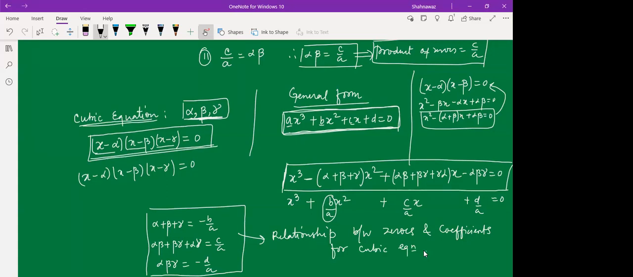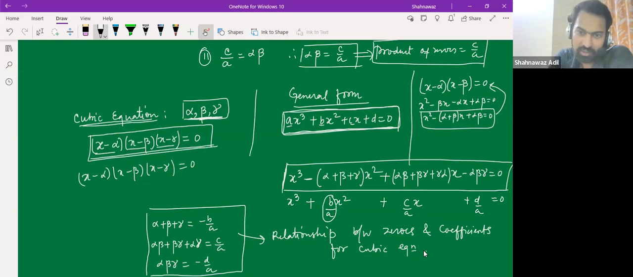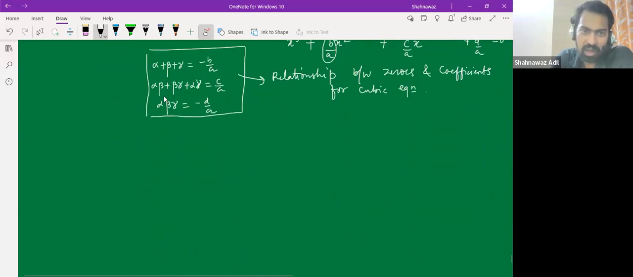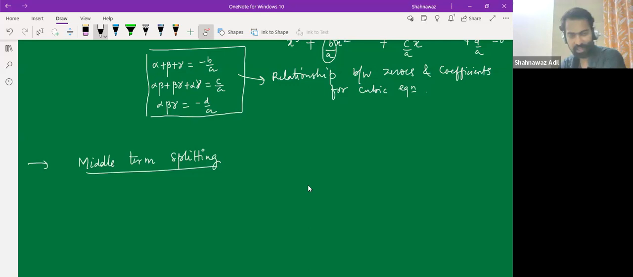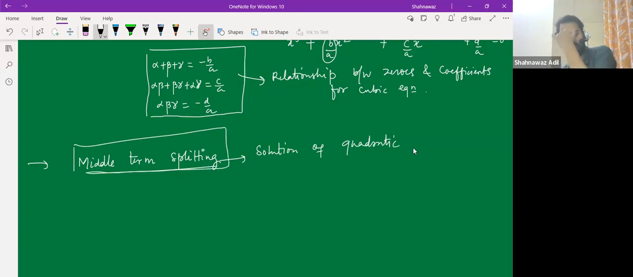So this is about the second exercise. And you guys are already familiar with the middle term splitting, right? Yes, sir. So this we will need in the second exercise to solve the quadratic equation. This is one of the methods, right? And when we do the quadratic equation chapter, we will learn another method, which is the quadratic formula. But for now, this method, the solution of quadratic equation.